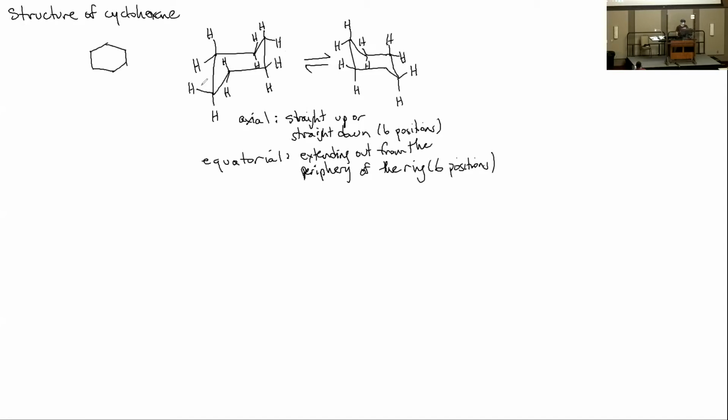And if you're having trouble telling whether a particular equatorial position is up or down, what you should do is find the axial group on that same carbon. I think you'll agree that hydrogen is most definitely down. There's absolutely no question about that, right? You see what I mean? So that means that the equatorial group on the same carbon must be up. So every carbon has 1 axial and 1 equatorial position, and every carbon has 1 up and 1 down position.